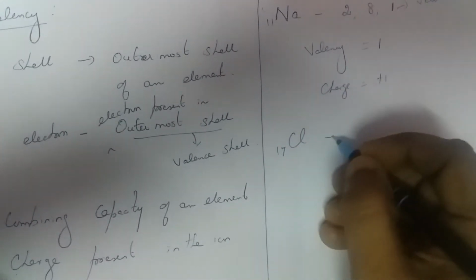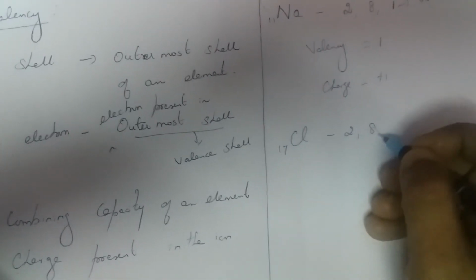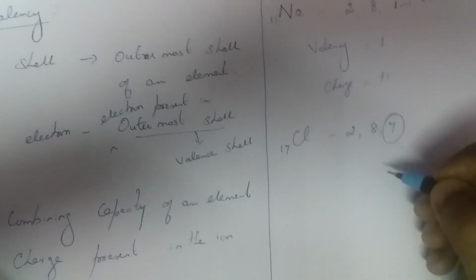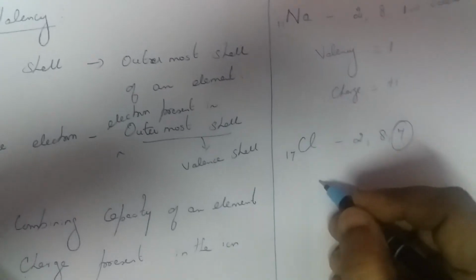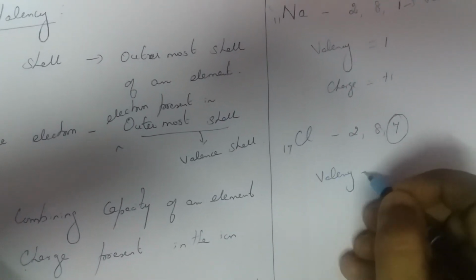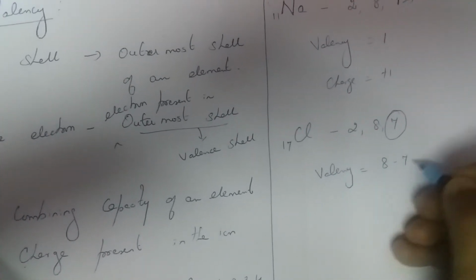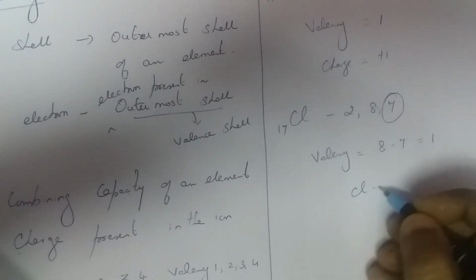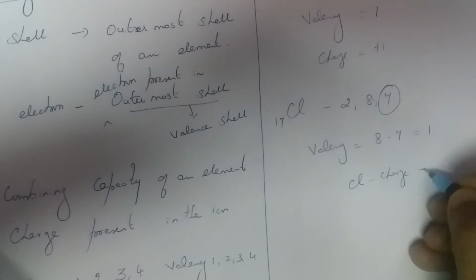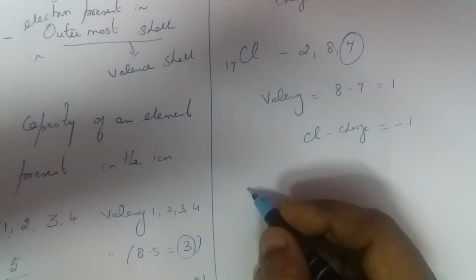Next, the example for chlorine. Chlorine is 17, electronic configuration 2, 8, 7. How many electrons are present in the valence shell? 7 electrons, that is greater than 4. Therefore, the valence C is 8 minus 7, that is 1. Here the valence C is 1, and for chlorine the charge is minus 1.